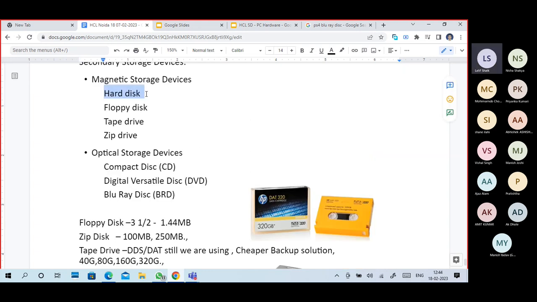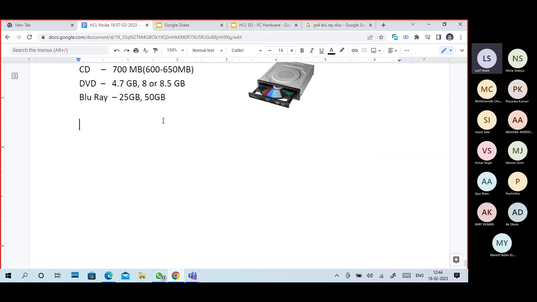So this is everything except hard disk, I told everything. And of course there is an SSD also.